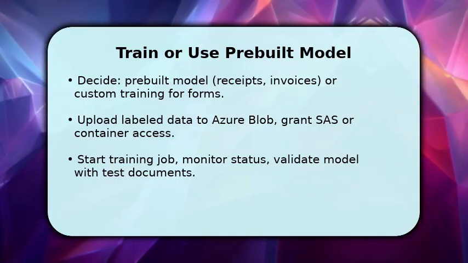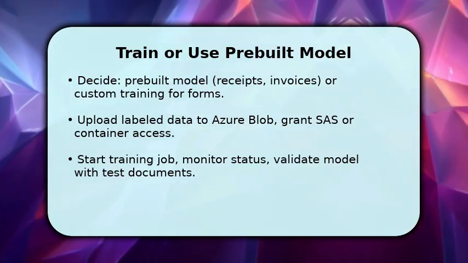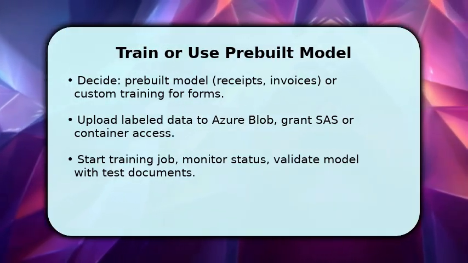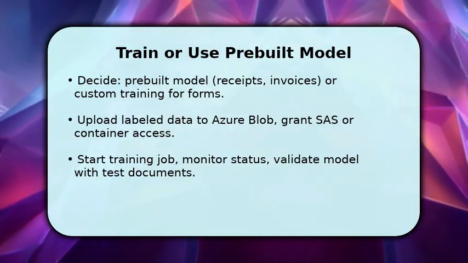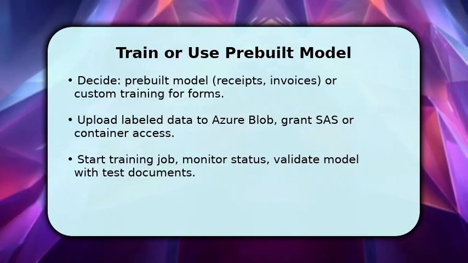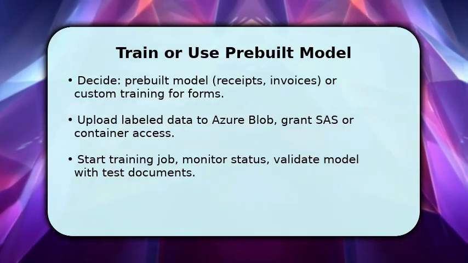This prevents permission errors. Start the training job via SDK or REST, then poll the training status. Once complete, validate with held-out documents and inspect field names, confidence scores, and bounding boxes to confirm accuracy.